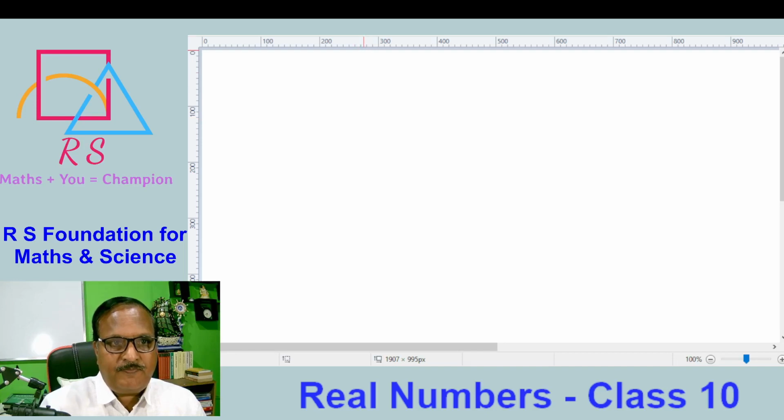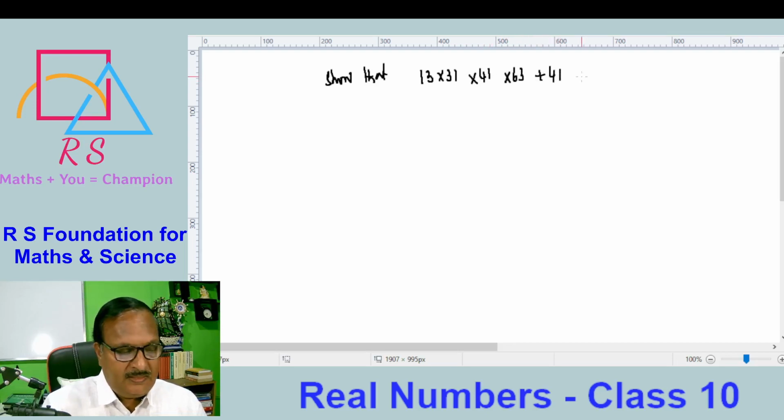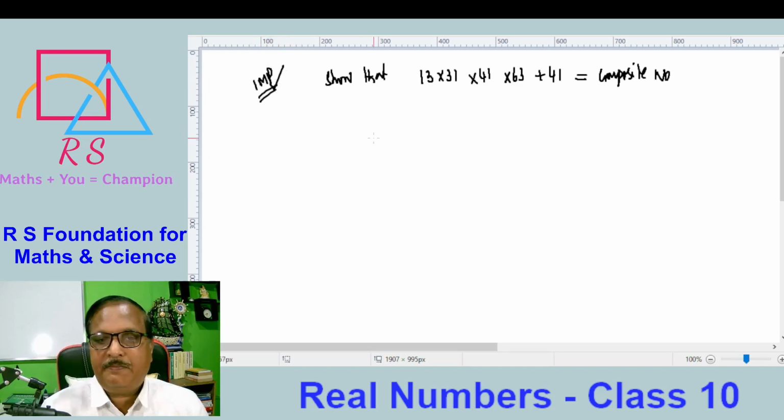Show that 13 into 31 into 41 into 63 plus 41 is a composite number. So this is also an important question. This type of question also has come in the examination.